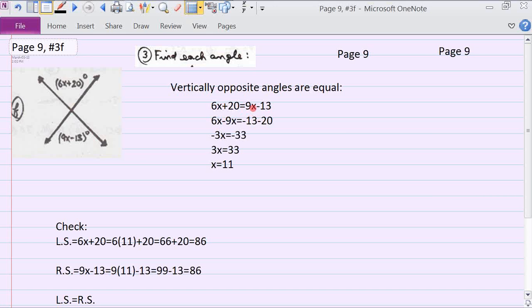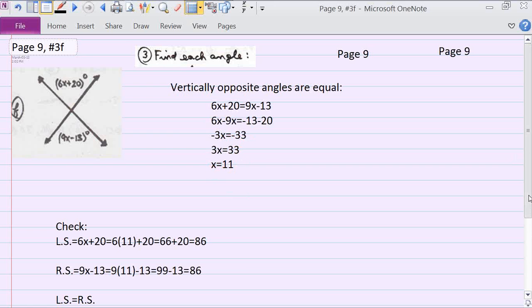Now I move the 9x from the right to the left. The plus 9x on the right becomes minus 9x here. The plus 20 on the left becomes minus 20 here. I get minus 3x equals minus 33. 3x equals 33. X equals 11. So remember that if this is both negative, I can just multiply the left side by minus 1. I'll get this. Multiply the right side by minus 1, and I'll get that. And x is equal to 11.